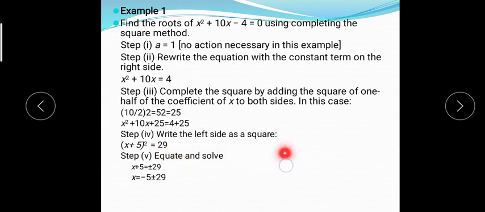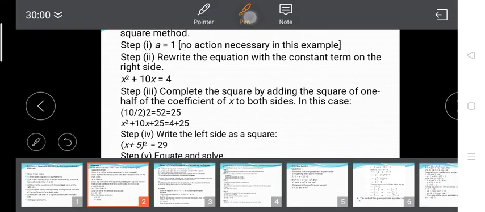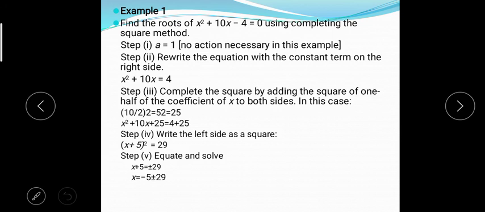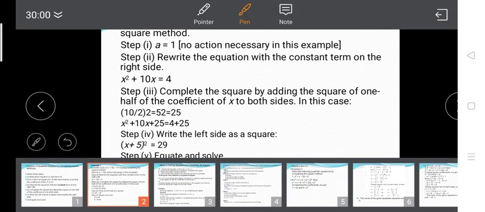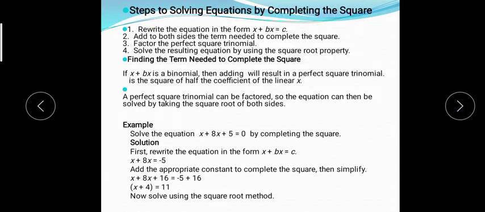By taking the square root, you will get x plus 5 is equal to plus minus root 29. What is here? Plus minus root 29, the square root of 29. Understood? Next, now I am going to explain the steps for solving by another method.